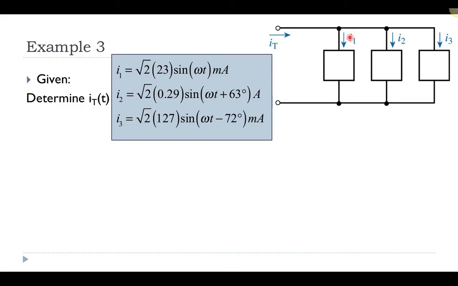But I do know that the current entering each one of these came from the total current entering this junction. So the current entering has to equal the current exiting. So I total should be equal to I1 plus I2 plus I3.